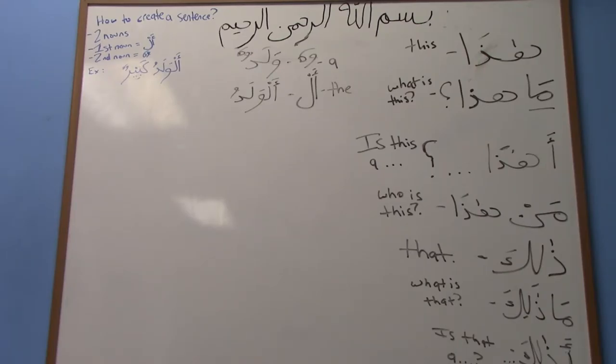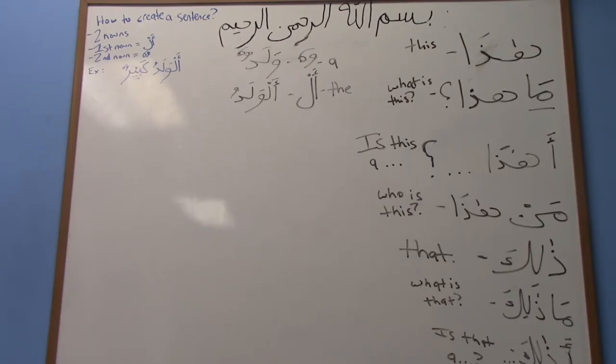So we have examples here. Al-qalamu maksurun. The pen is broken. Al-babu maftuhun. The door is open. Al-waladu jalisun. The boy is sitting. Good. Wal-mudarrisu waqifun. And the teacher is standing. Al-kitabu jadidun. The book is new. Wal-qalamu qadimun. And the pen is old. Al-himaru sagirun. The donkey is small.